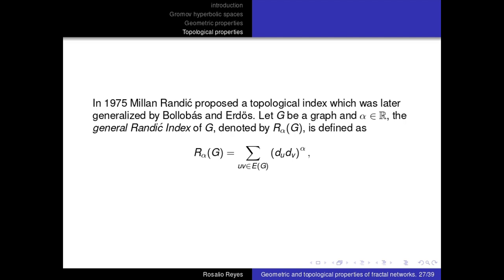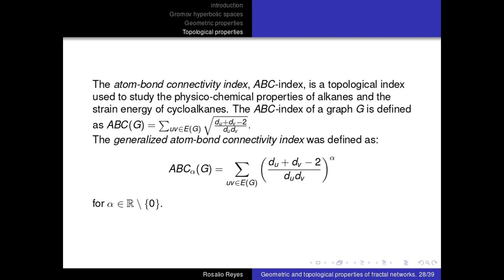Later, this index was generalized to obtain the generalized Randic index, whose expression is shown on the screen. Note that if alpha is equal to -1/2, we have the classical Randic index. If alpha is equal to 1, we have the second Zagreb index. Another index of great importance is the ABC index. In this work, we consider its generalized form, given by the formula shown on the screen.